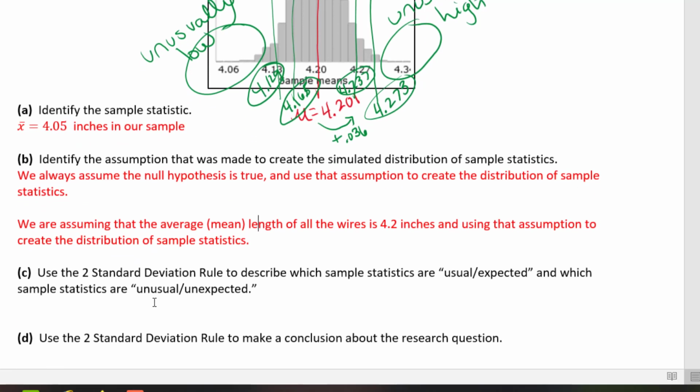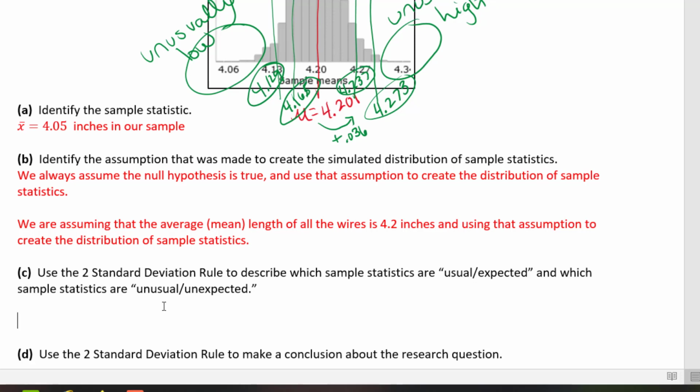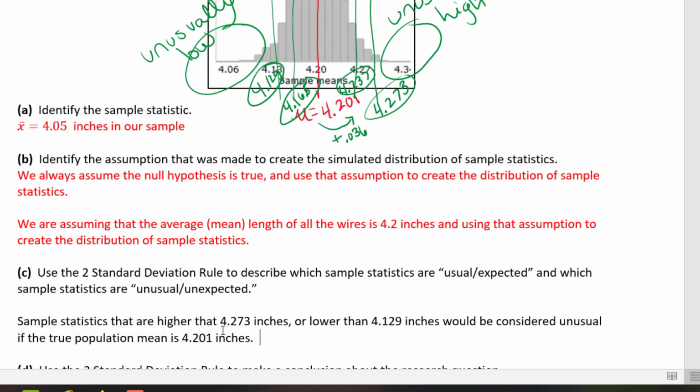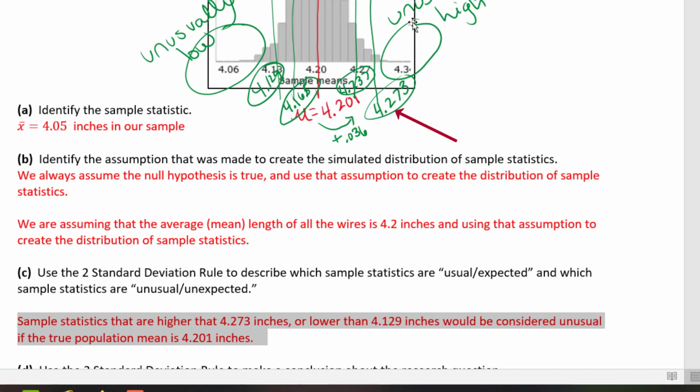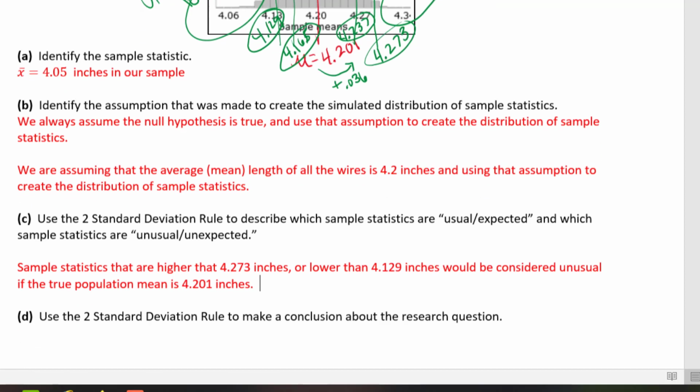And then it says use the two standard deviation rule to describe which sample statistics are usual and expected versus those that are unusual, unexpected. We already labeled that up above. So sample statistics that are higher than 4.273 inches or lower than 4.129 inches would be considered unusually high or unusually low if it's true that the true population mean is 4.201 inches. So those statistics that are in between those two values would be considered usual and expected sorts of statistics to get if the true population mean is 4.201 inches.